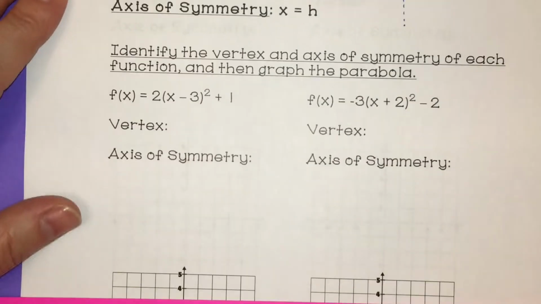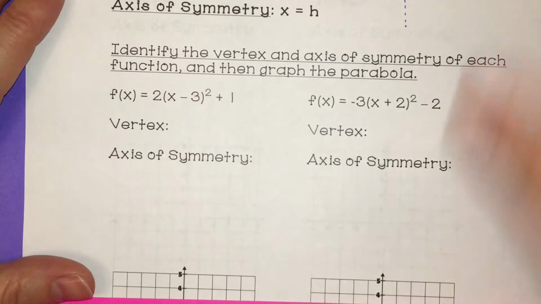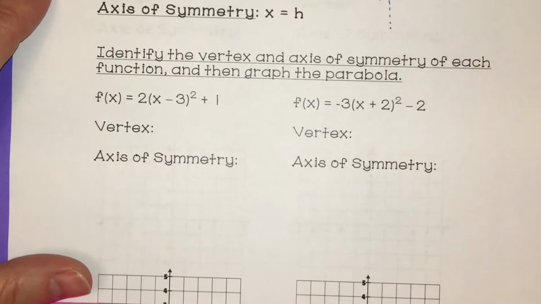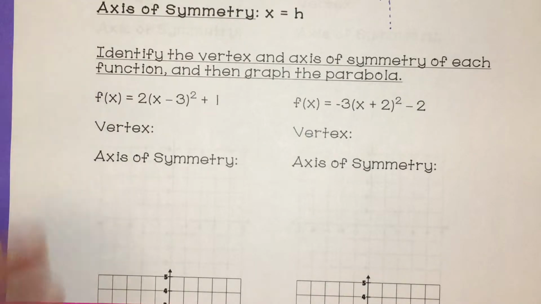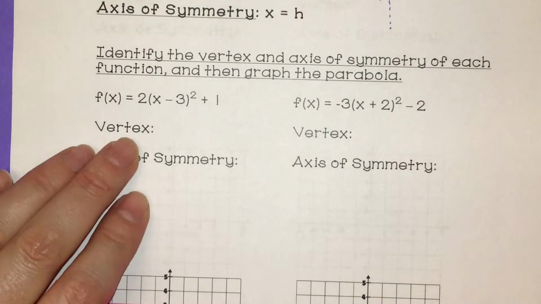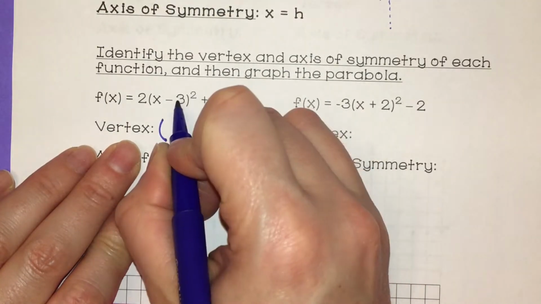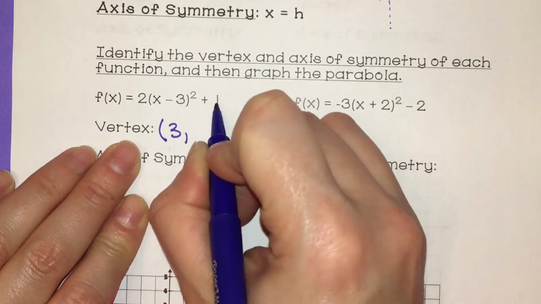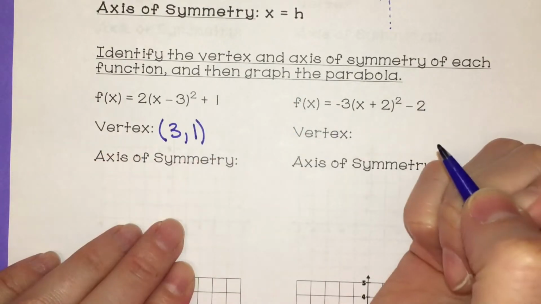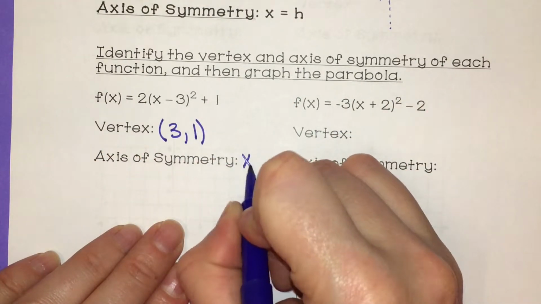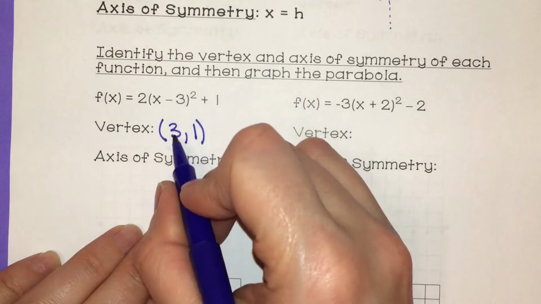Okay, so we're just going to try a couple problems. We're going to identify the vertex and the axis of symmetry of each function and then graph the parabola. So in this first one, we have f of x equals 2 times x minus 3 squared plus 1. Remember, f of x just means y. So our vertex would be at 3, 1. Our axis of symmetry is where x equals 3.